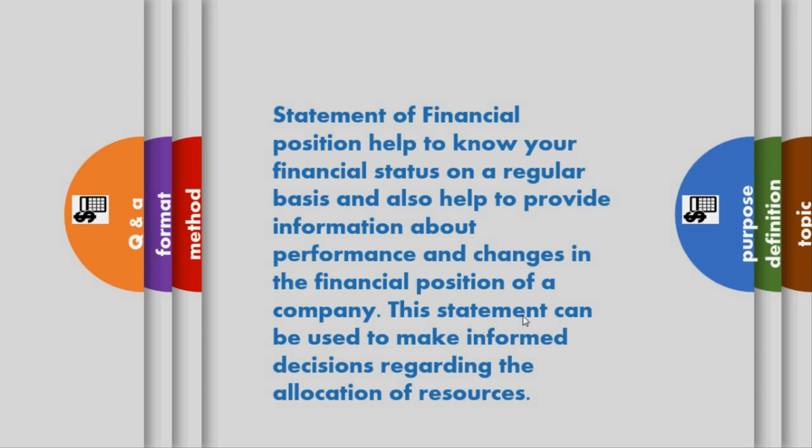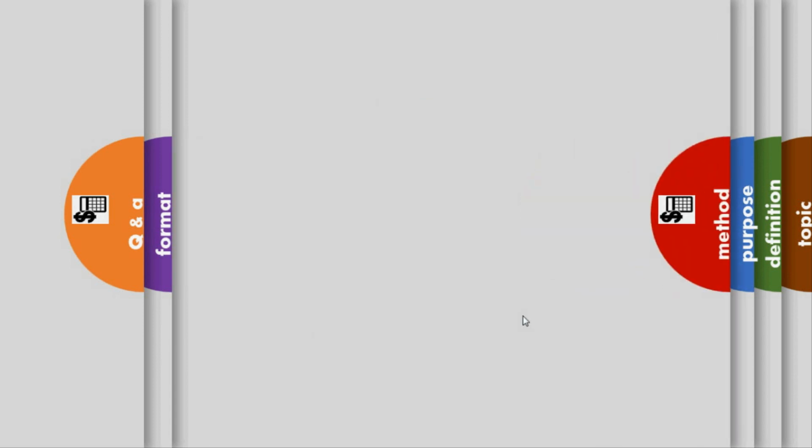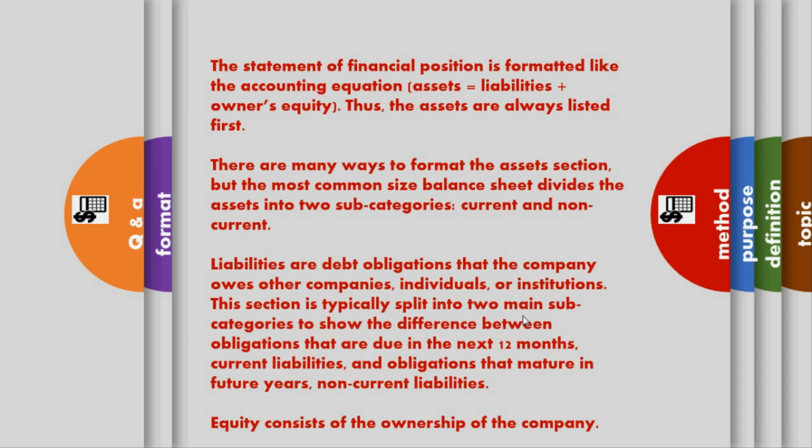So what's the method of preparing the statement of financial position? A simple method is given. Now we have already learned the accounting equation. This is just the implementation of the accounting equation. That means assets equal to liability plus equity. Just an implementation of the accounting equation.